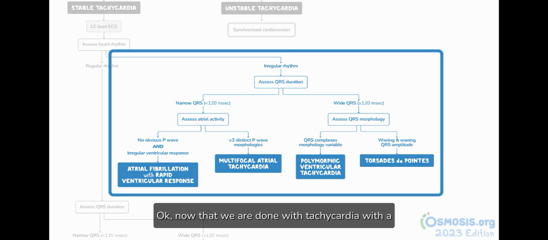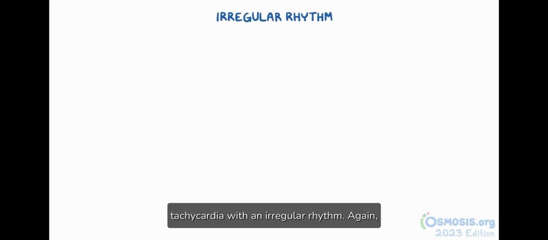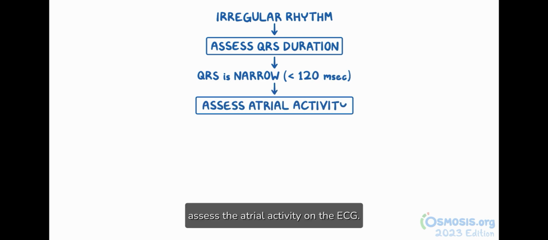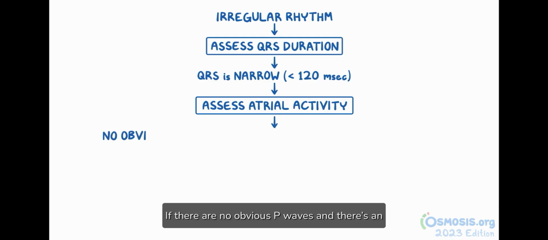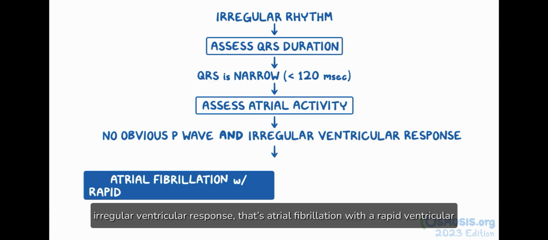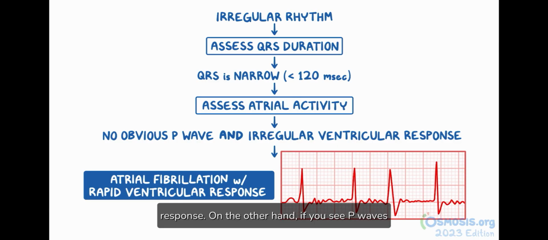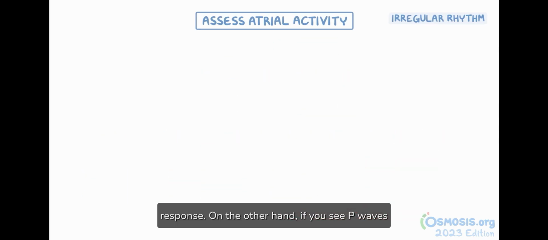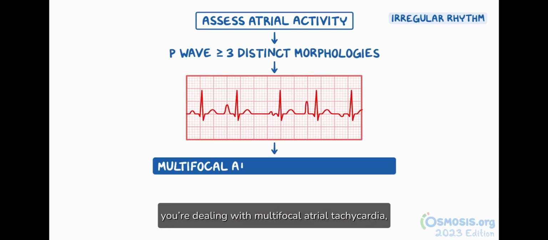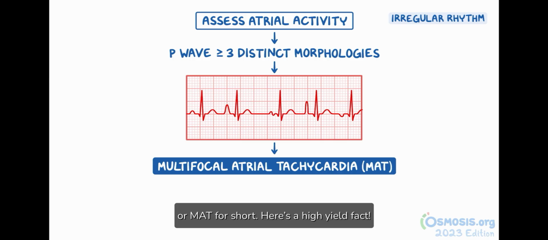Okay, now that we're done with tachycardia with a regular rhythm, let's go back and switch our focus to tachycardia with an irregular rhythm. Again, the first step is to assess the QRS duration. If the QRS is narrow, or under 120 milliseconds, assess the atrial activity on the ECG. If there are no obvious P waves and there's an irregular ventricular response, that's atrial fibrillation with a rapid ventricular response. On the other hand, if you see P waves that have 3 or more distinct morphologies, you're dealing with multifocal atrial tachycardia, or MAT for short.